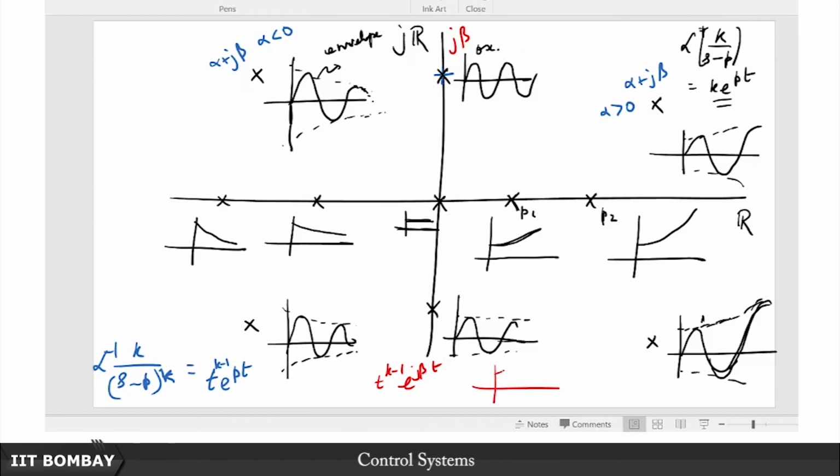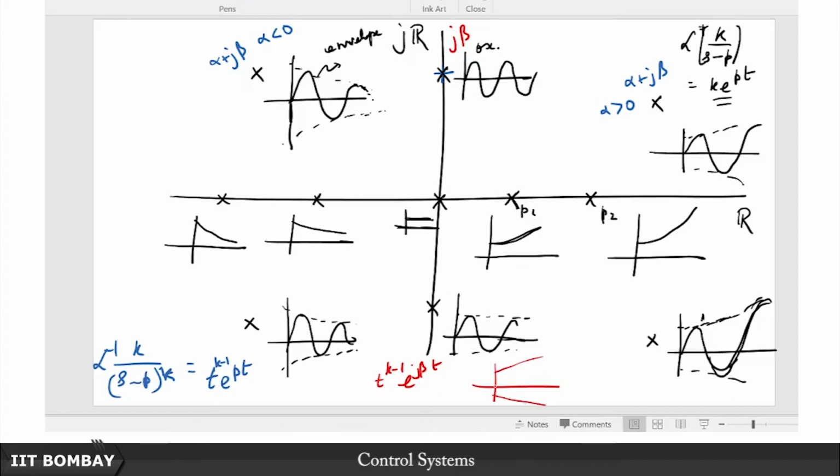So the response would be something like this. It would still be a divergent or oscillatory divergent behavior. The envelope now would be a straight line, or if k is greater than 1, it will be a polynomial envelope. So if k is equal to 2, for instance, that is if there are 2 repetitions of a particular pole, then it is going to be a straight line, or in other cases it will be a polynomial.